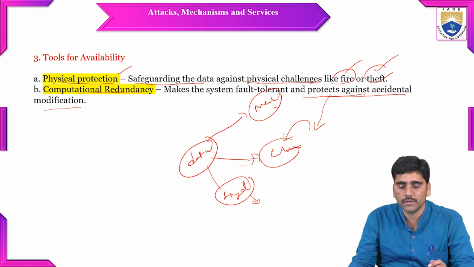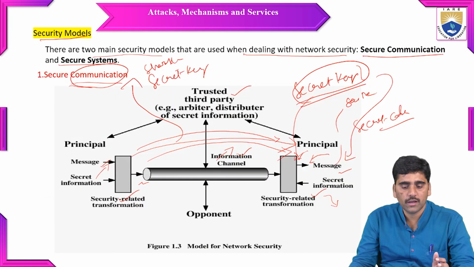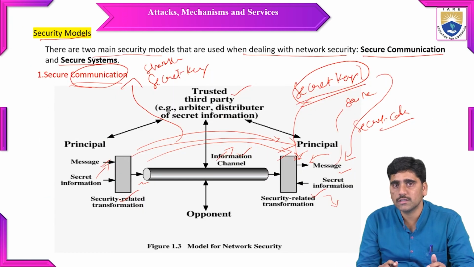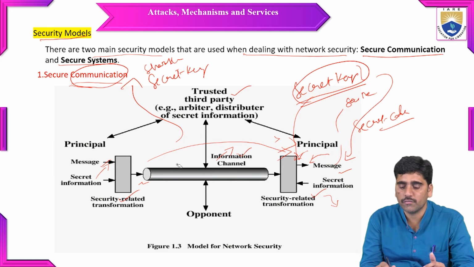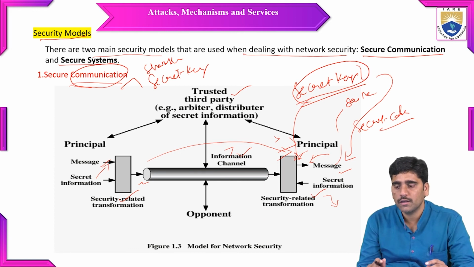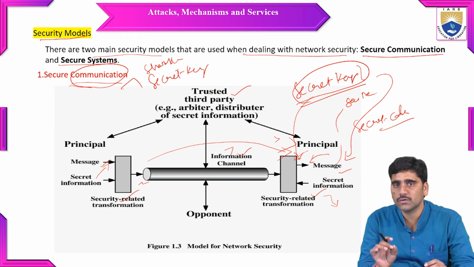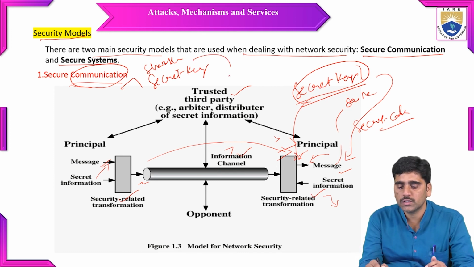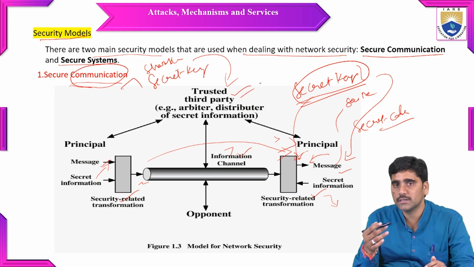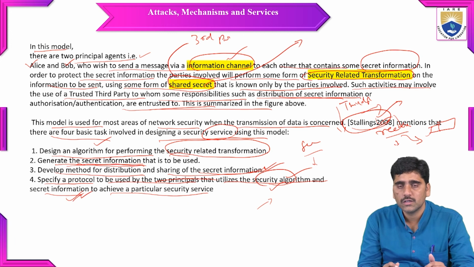So now let us revise all the topics we discussed in this session. We have different models to understand and implement security services against security attacks. There are two models: one is the secure communication model, and the second is the secure systems model. In the secure communication model, you secure the message with the help of shared secret keys. Those shared secret keys are generated by some trusted third parties.